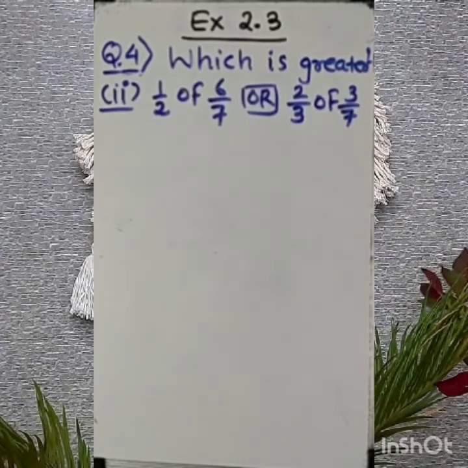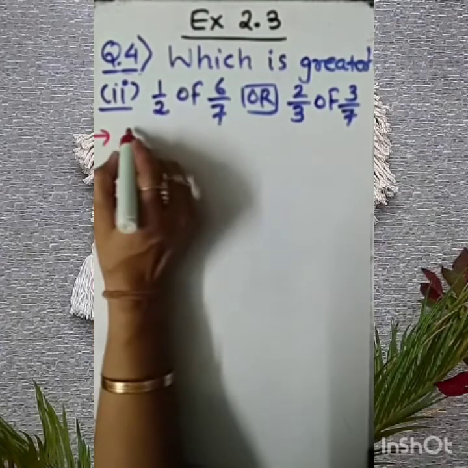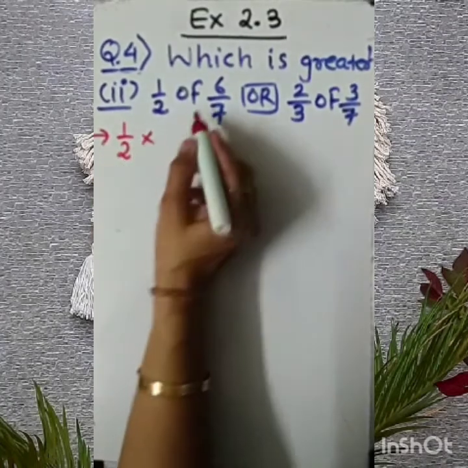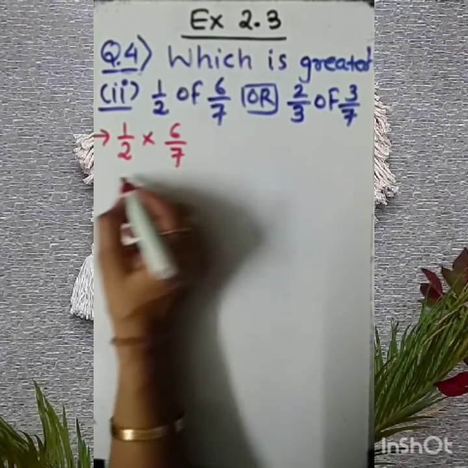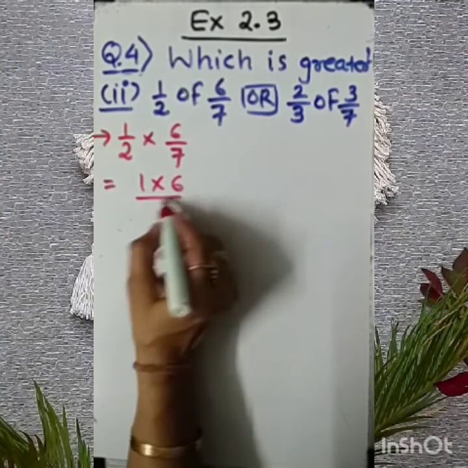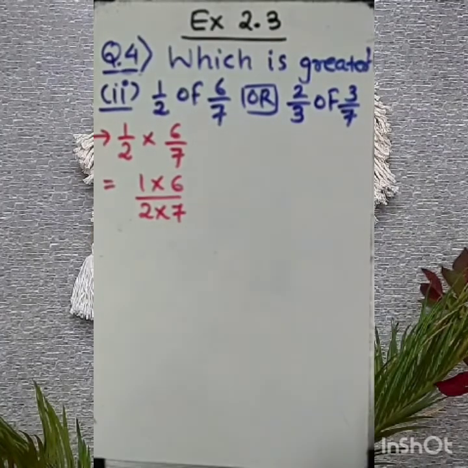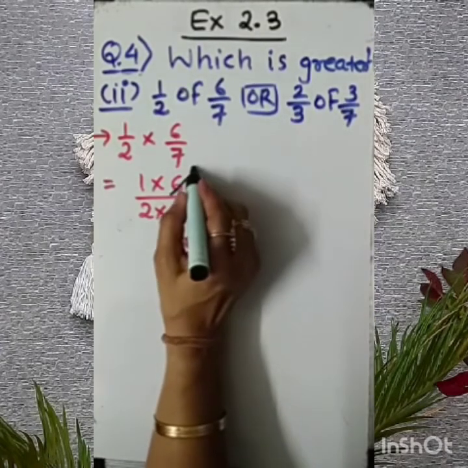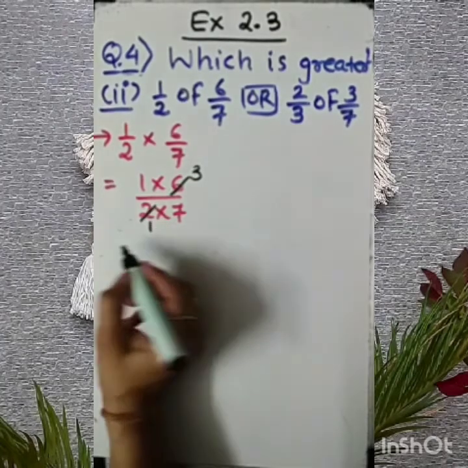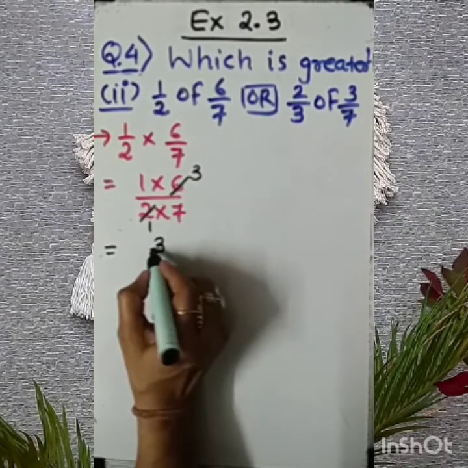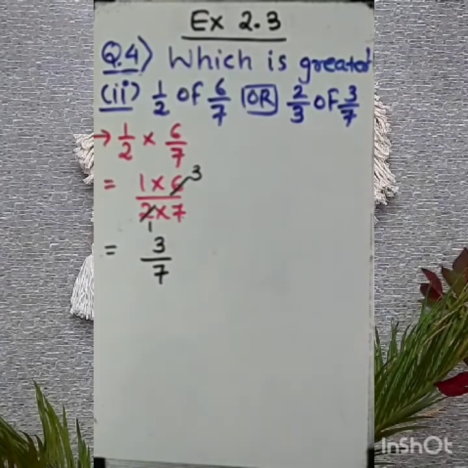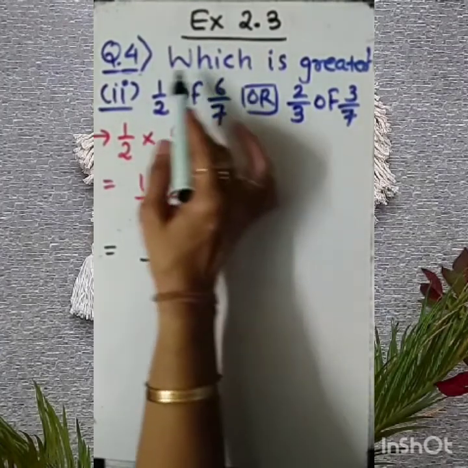So, for the second example, we are given 1/2 of 6 by 7 or 2 by 3 of 3 by 7. So, what we have to do, the similar procedure we have done in the first one. 1/2 of indicates multiplication. So, in numerator we have 1 into 6, in denominator 2 into 7. Yes, I can see here 2 is common. 3 twos are 6, 2 ones are 2. So here numerator 3 is left and denominator I have 7. So this is the simplification of this first part.